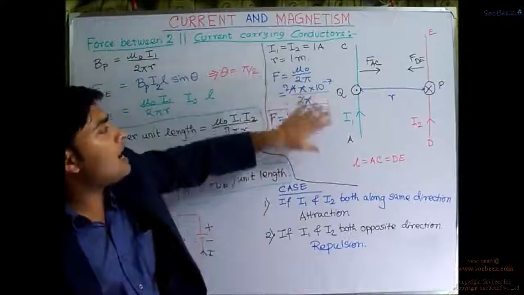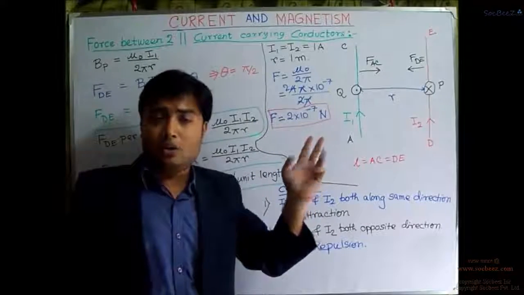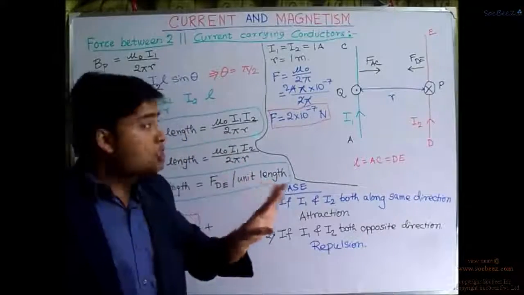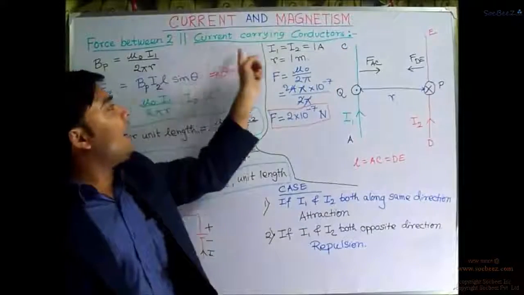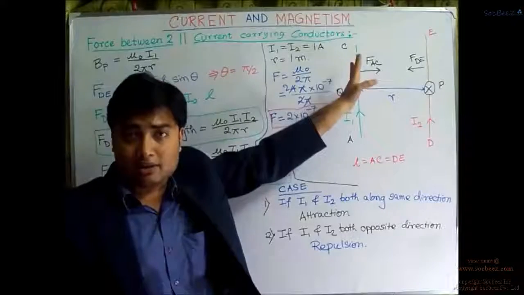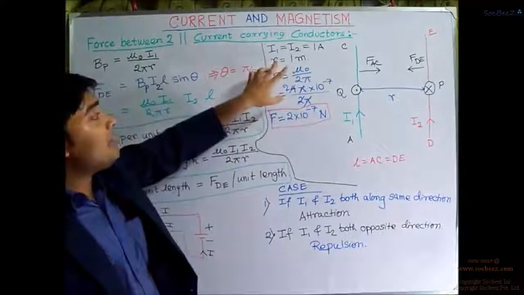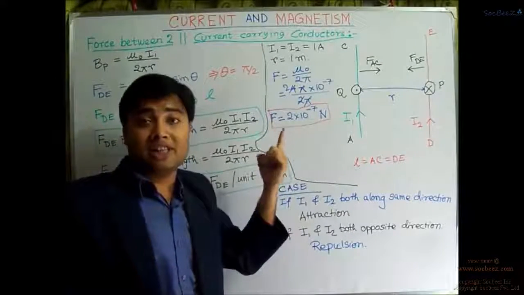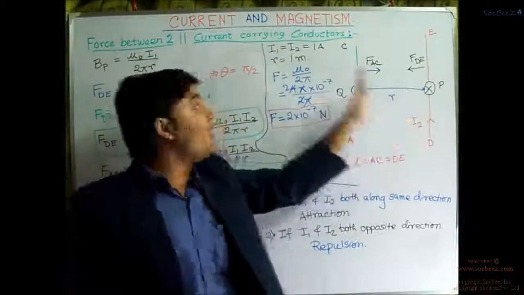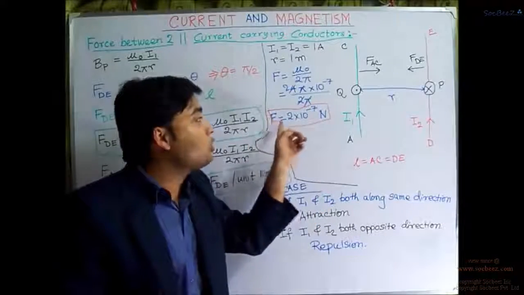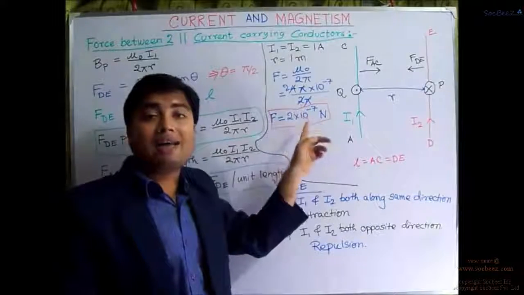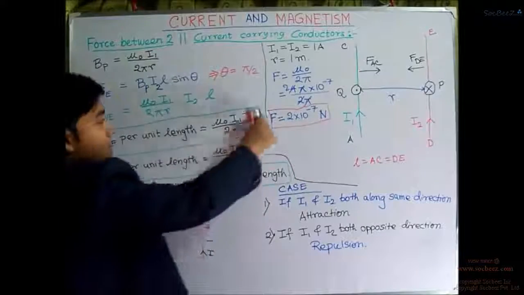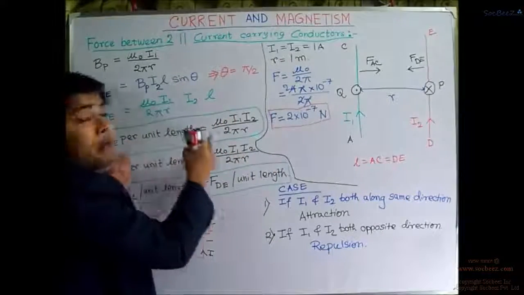By looking at this deduction, we could say that 1 ampere is that amount of current which, when it flows in two parallel current carrying infinitely long conductors such that the distance of separation between them is equal to 1 meter, then the force which is exerted on both the parallel current carrying conductors will be equal to 2 multiplied by 10 to the power minus 7 newton per unit length. Why per unit length? Because this expression from where we are deducing this is per unit length, right?